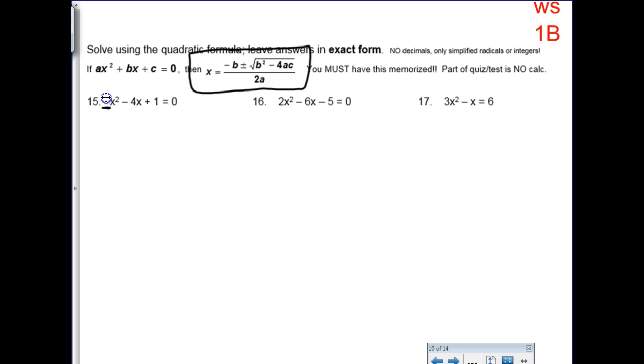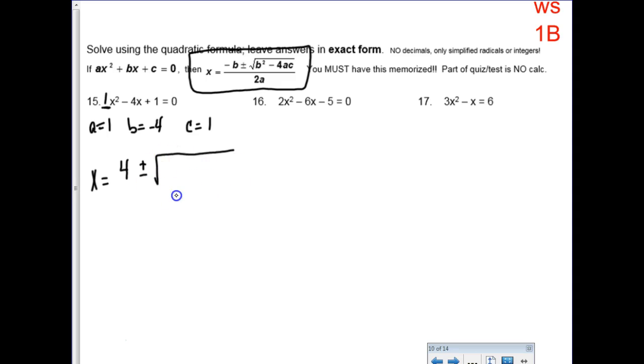So when I look at number 15, it is in standard form. The coefficient here in front of the x squared is a, so a is 1, b is negative 4, and c is the constant, so it's positive 1. All right, here we go. x equals, the opposite of the b term would be positive 4, plus and minus, big square root.